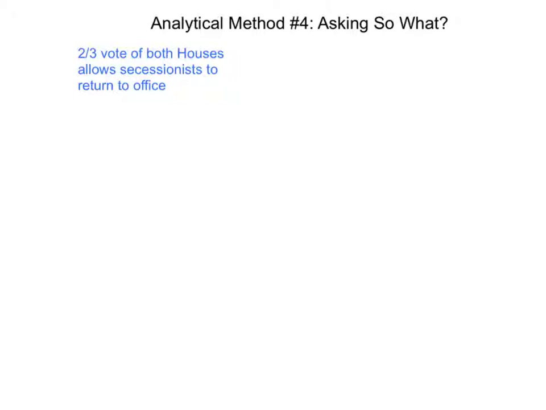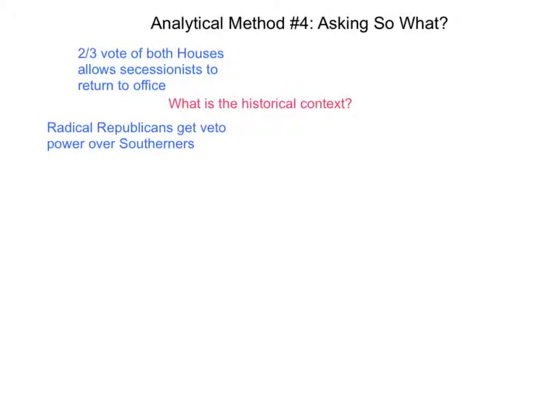And here where we ask "so what," we're essentially asking, well, okay, what does that mean in the context of the way that the different factions, the different parties, how much power they had within the federal government. And so we get the idea that basically radical Republicans are going to have veto power on the political careers of any ex-secessionists. And so now we ask, so what again?